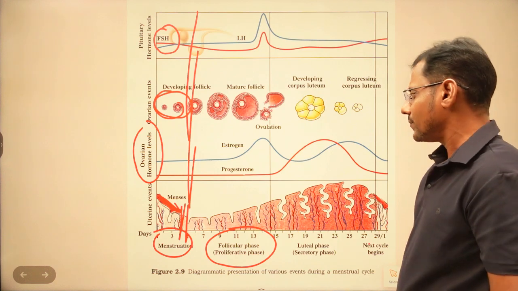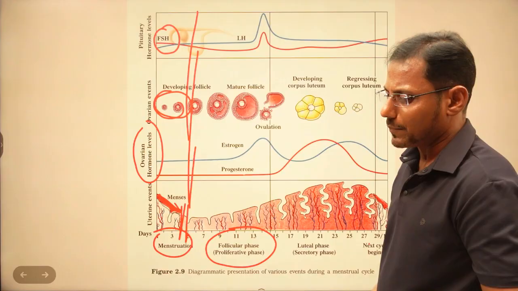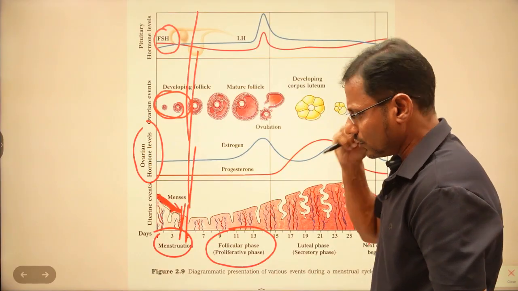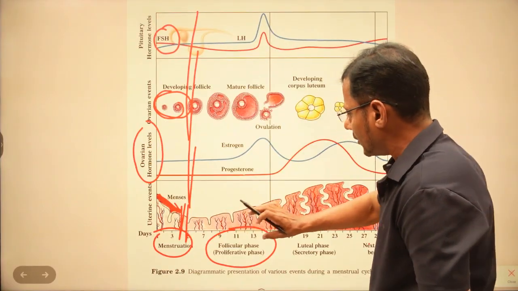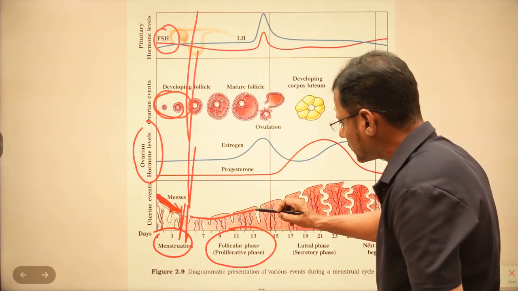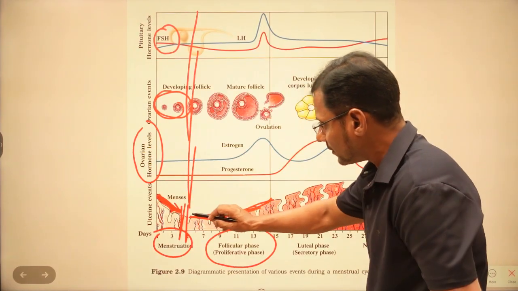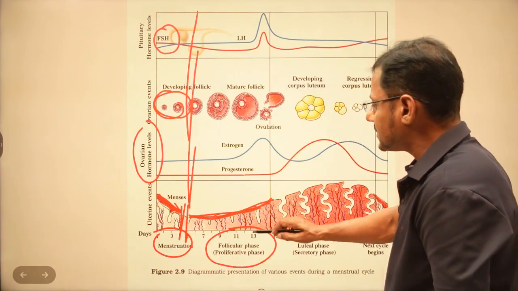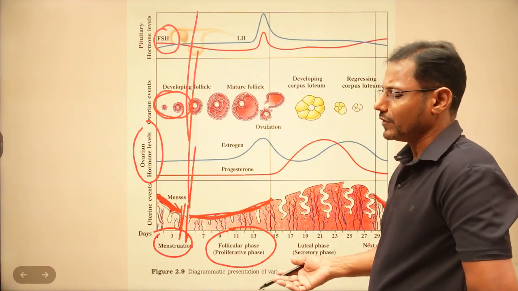Now, you can see. First we will see the uterine events. What is happening in the uterus? This is the endometrium. Remember that this is indicating the endometrium. Now the blood vessels are going to increase, and the glandular epithelium cells are going to increase. See here, it is gradually increasing in the follicular phase. It is taking place up to the 14th or 15th day.